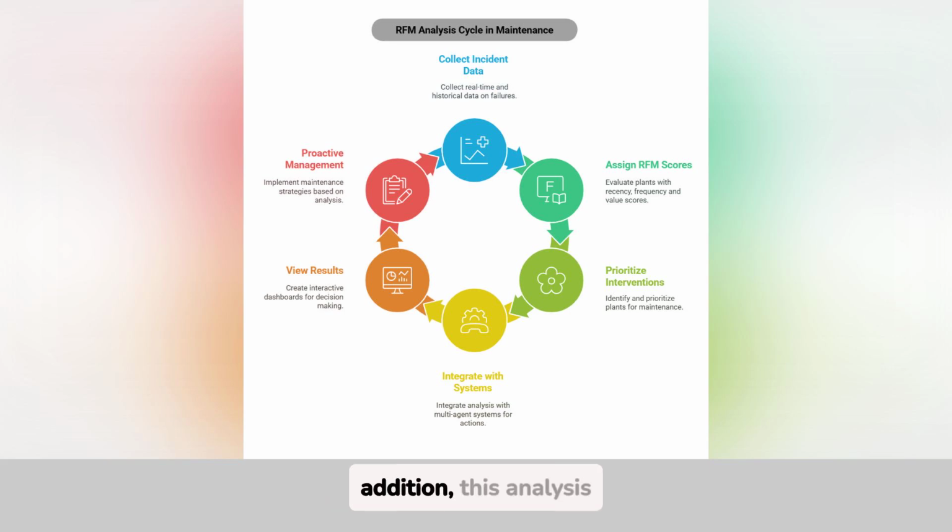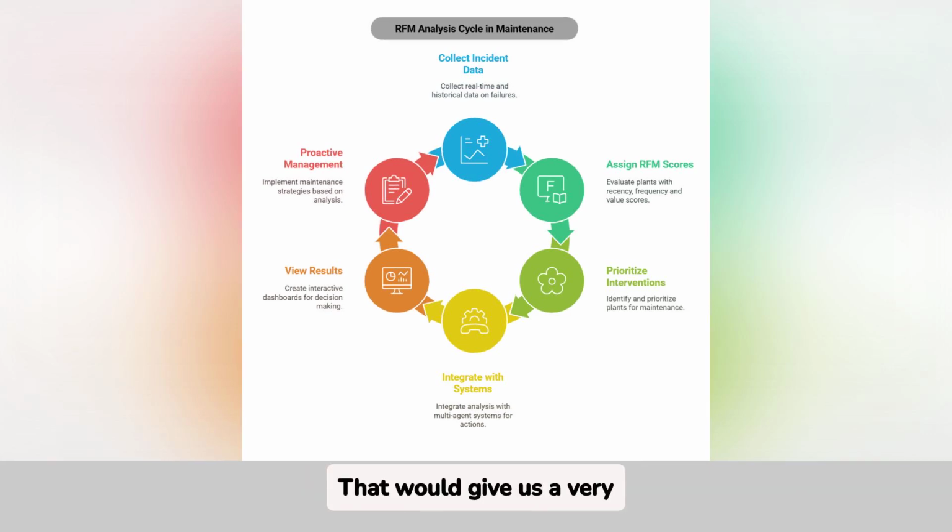In addition, this analysis allows plants from different regions or operating categories to be compared to detect common patterns and establish global improvement strategies. That would give us a very useful tool to prioritize interventions and plan preventive maintenance. Could you give me a practical example of how it would be applied?